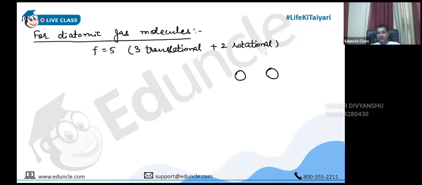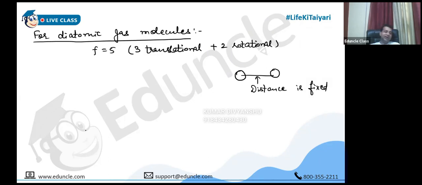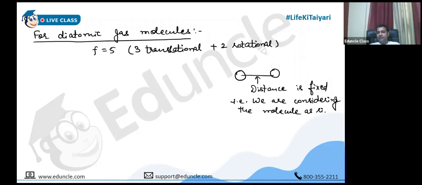Diatomic means 2 atoms are there, so of course they are connected. When we are assuming that the distance between the atoms is fixed, it means it is not capable of vibrating. So we are assuming the molecule to be a rigid one. But at higher temperature, we cannot assume the molecule to be rigid. It is capable of vibrating. Clear? That is, we are considering the molecule as rigid.